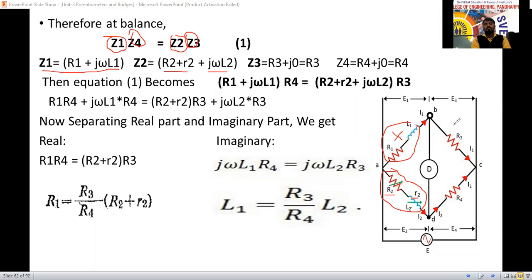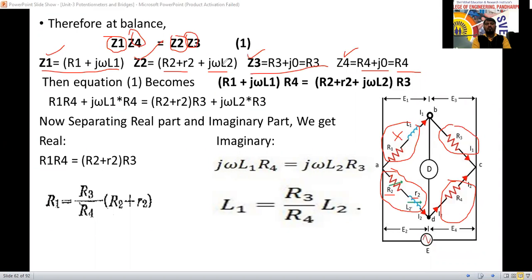Next Z3 equal to R3 plus j0. There is no imaginary part at all, so Z3 equal to R3. Next, what about Z4? R4 plus j0, which is nothing but R4 only. So we have derived the equations for Z1, Z2, Z3 and Z4.